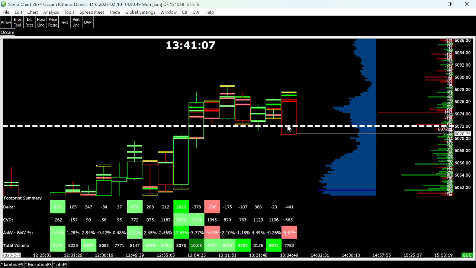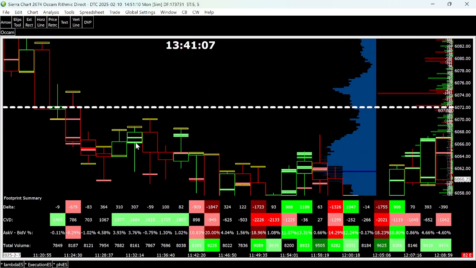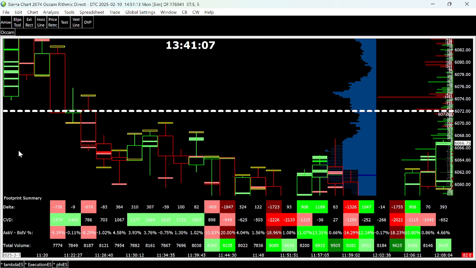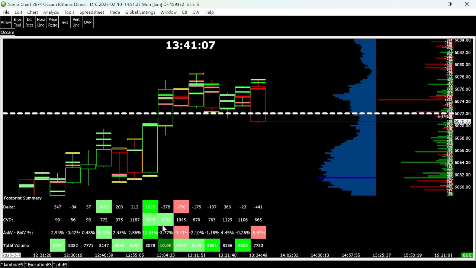Keep in mind we're at the 6072 to 6075 area, and on that CVD, we really only need to look at the first few here. So 2209 to about 763, but really 2209, 1831, 1831 being the most important as we pierce that 6072 level. As you go back in the day, the last time that you pierce that 6072 level is at about 11:20 a.m. and the cumulative volume delta there was 1,474, 1,465, 786. So when we revisited that level later in the day, you had that higher CVD.